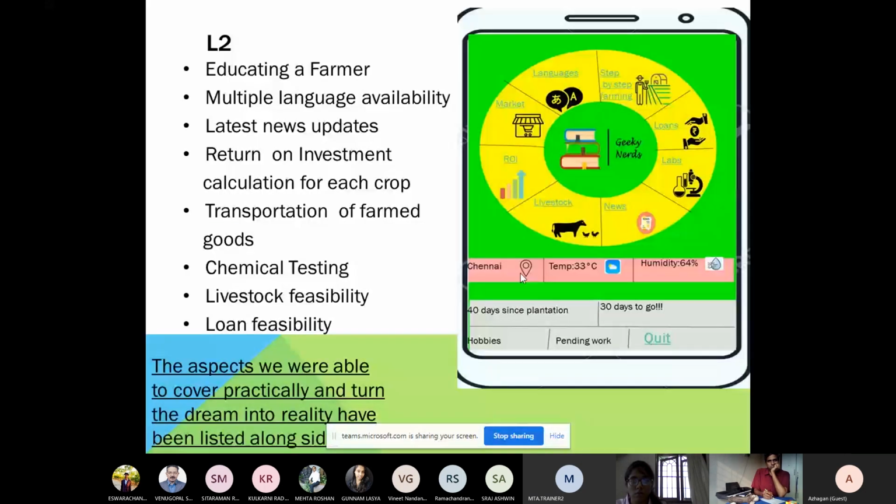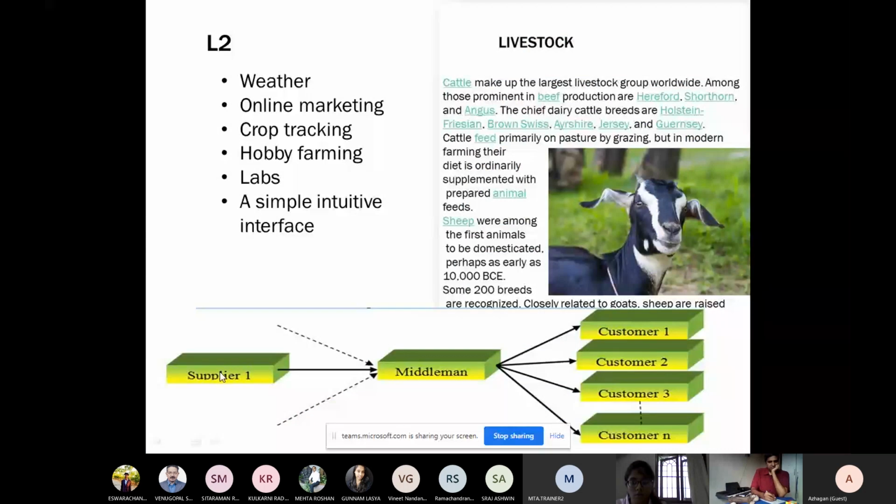So that is what we have basically given a list of in our pitch presentation too. This is the basic, and the bottom schematic you can see is what we are trying to eradicate, which is a big cause for all the problems that the farmer faces.